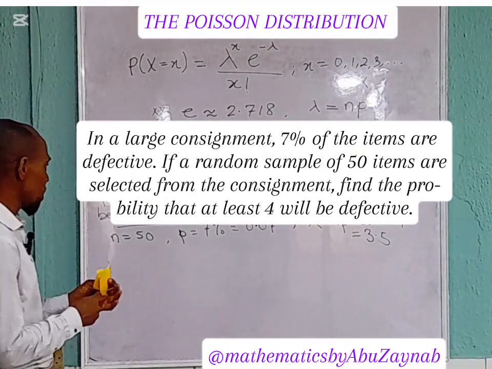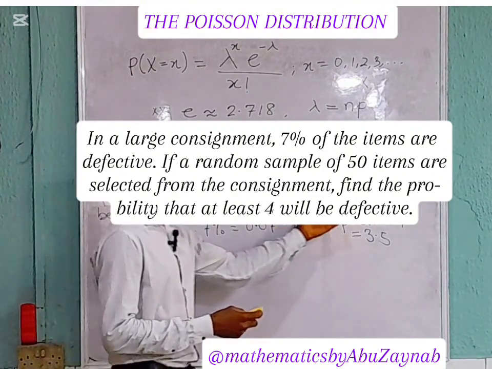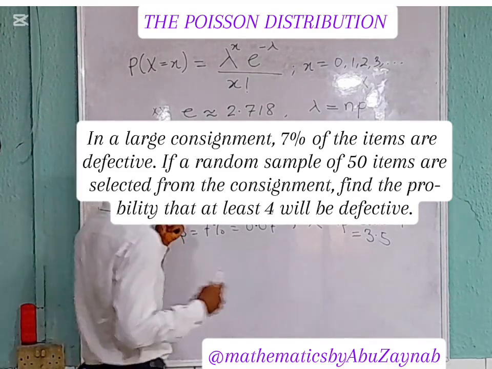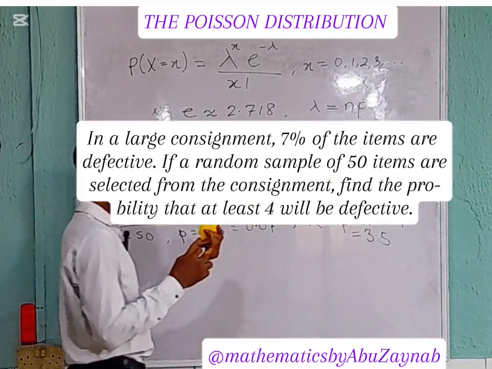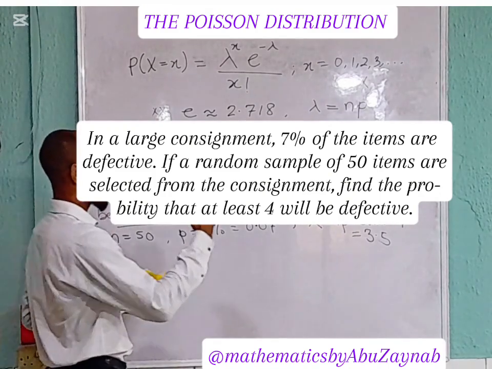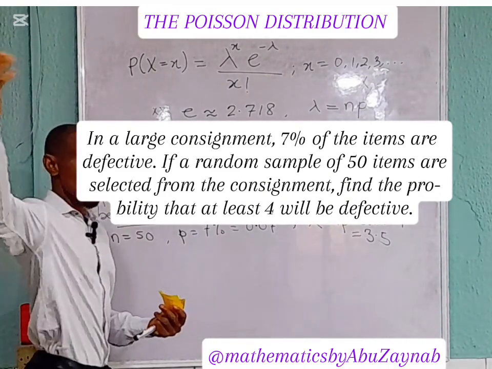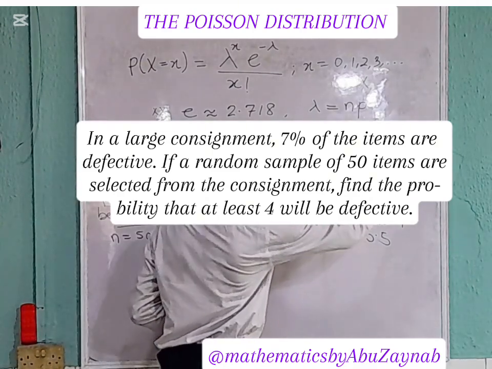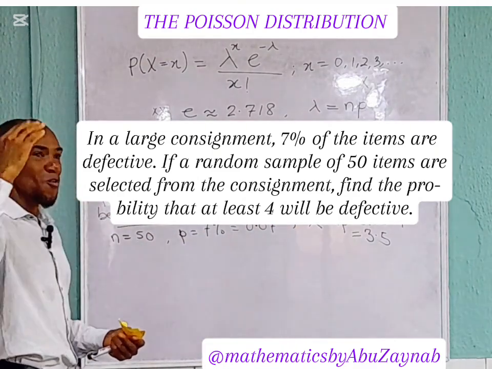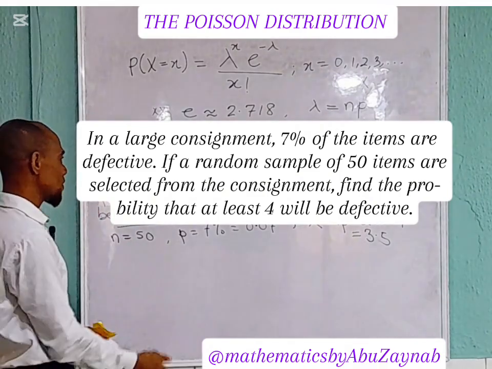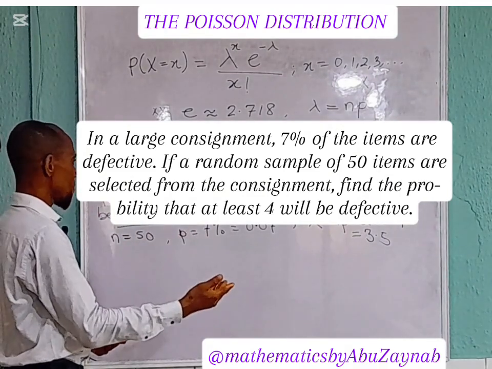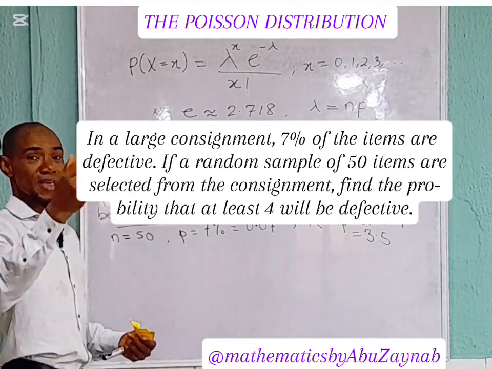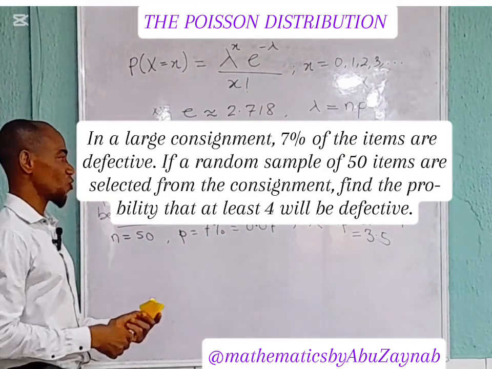Now, coming to the question, we are asked to find the probability that at least 4 will be defective. When you use the expression at least, it means that's the minimum. So at least 4 means 4 and above. The maximum here is 50, so that means from 4 up to 50. We cannot reasonably calculate the probability of x being 4, 5, 6, 7, 8, 9, 10, up to 50. That doesn't make sense really.